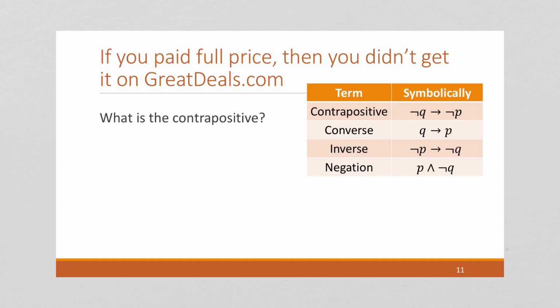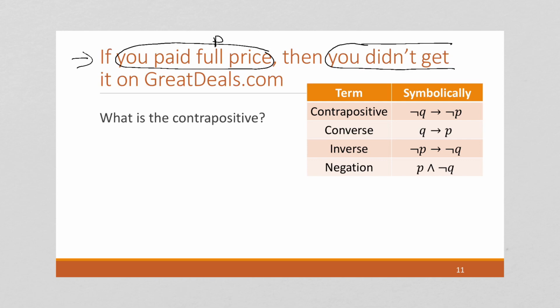So let's do some examples of this. Here's my statement. If you paid full price, so this is P, and of course these can be any variables. It's just traditional in logic to use P and Q. Then you didn't get it at greatdeals.com will be Q. This sounds like an advertisement you probably see all over the place.